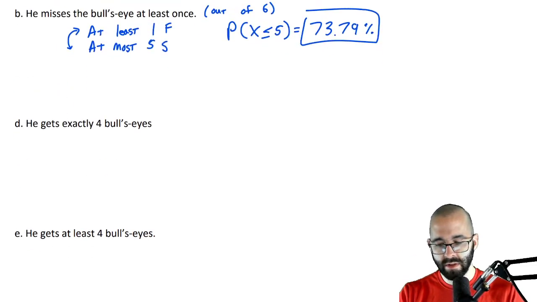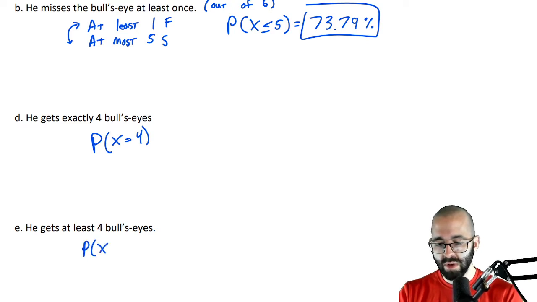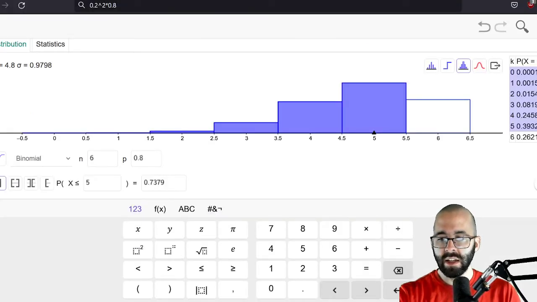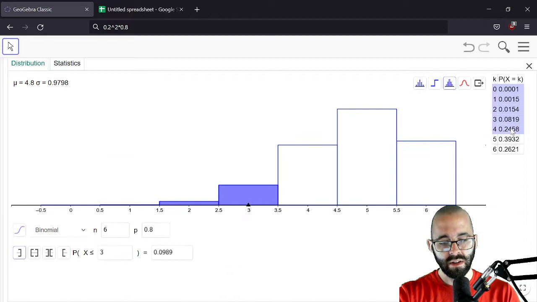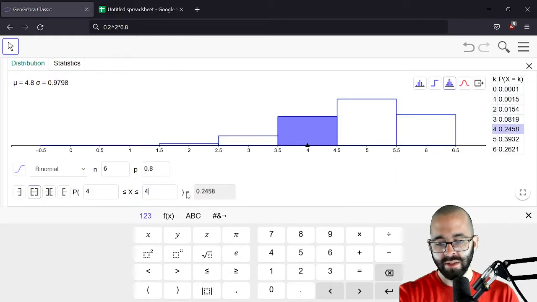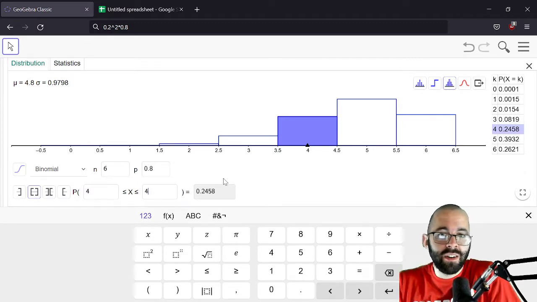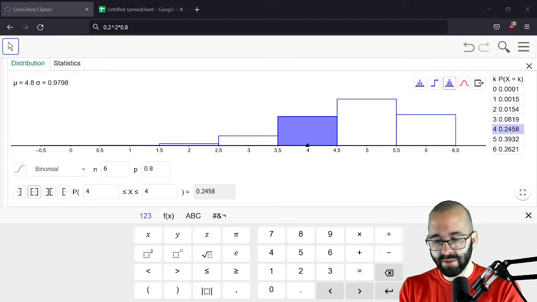There we go. What's the probability of exactly 4 successes? What's the probability of at least 4? You can just type these in. Probability of exactly 4, that's this value right here. You can also sort of cheat a little bit and say x is between 4 and 4 if you don't want to click, and if GeoGebra is being a little weird. The probability that x is between 4 and 4 is the same as the probability x is 4, and it's 24.58%.